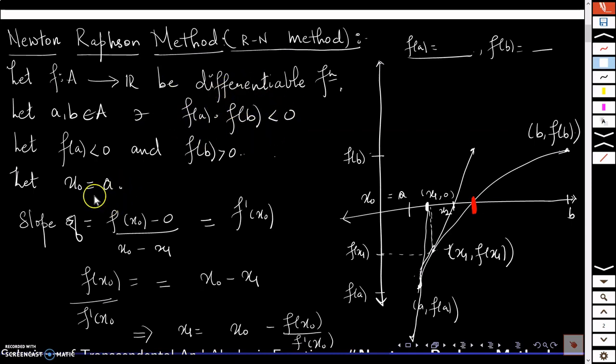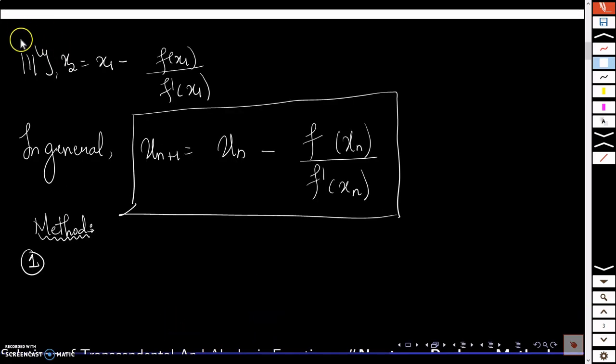If someone is giving you the first approximation x naught, then you can directly put that here in the last expression and you can find the first approximate root, that's x1. Okay, and using x1 you can find x2, and using x2 you can find x3, and you can keep on going until you reach the desired accuracy level. Okay, so first I have to find appropriate x naught. So choose appropriate x naught. That is the first approximate root.